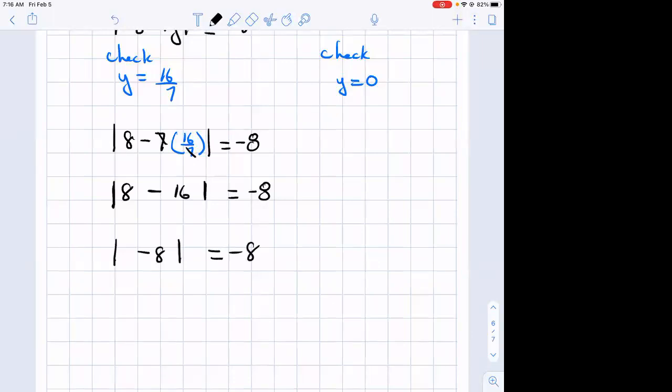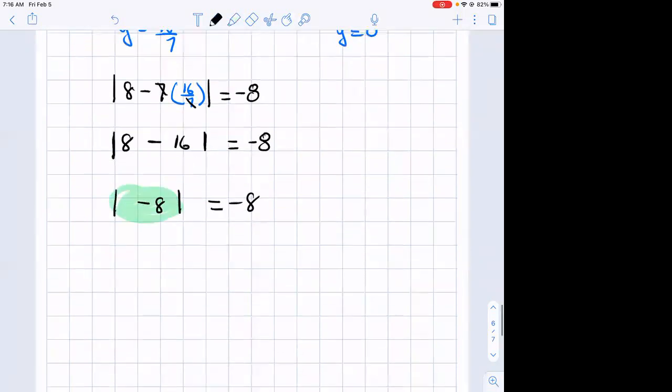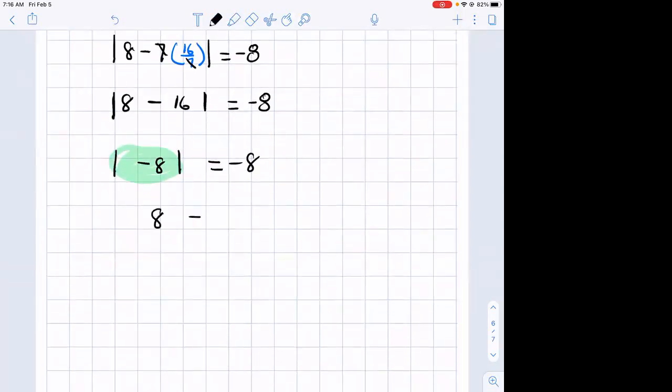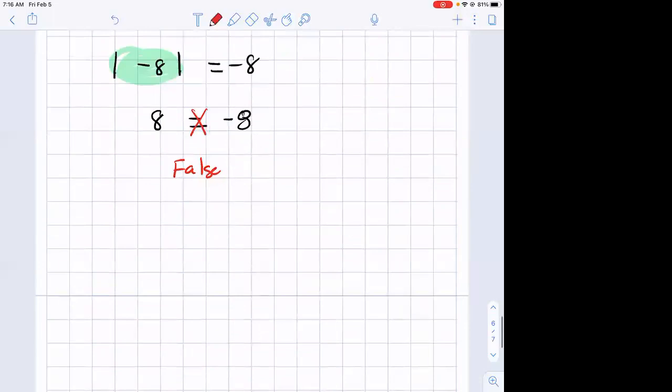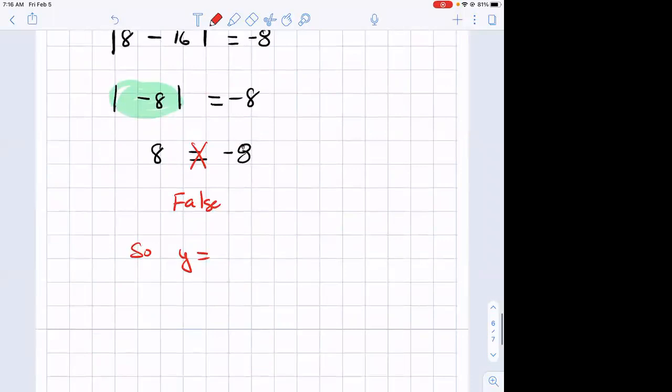But the absolute value of a negative quantity, right? Remember, absolute value means distance. This is 8. So 8 cannot be equal to negative 8. So this is not a true statement. This is false. So y equals 16 over 7 is not a solution.